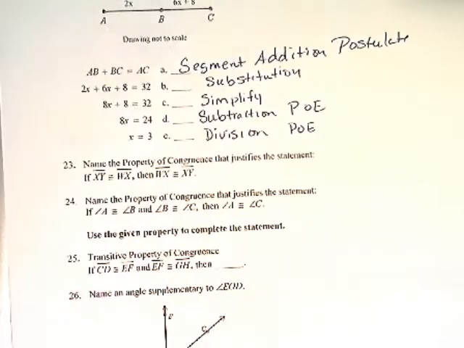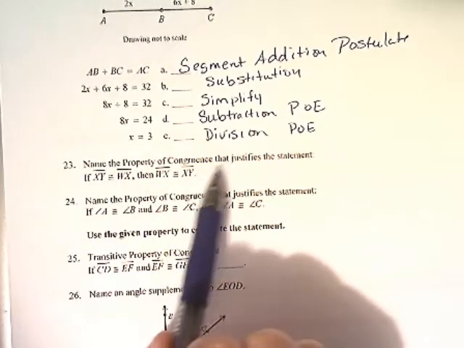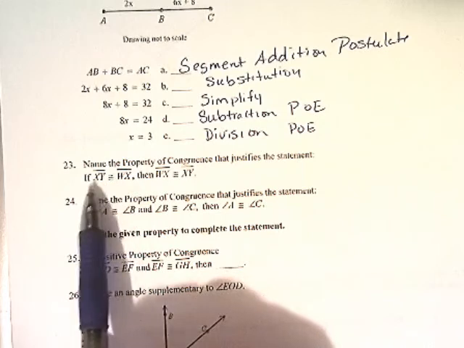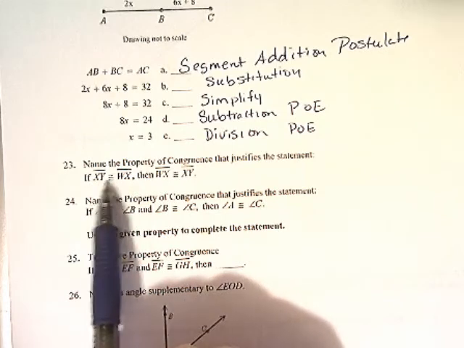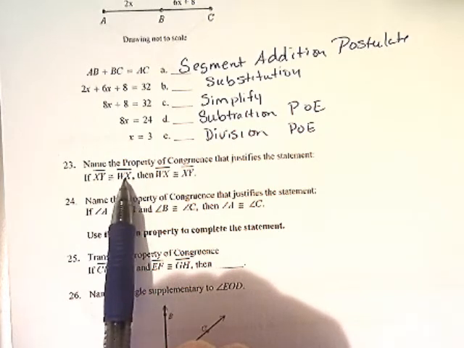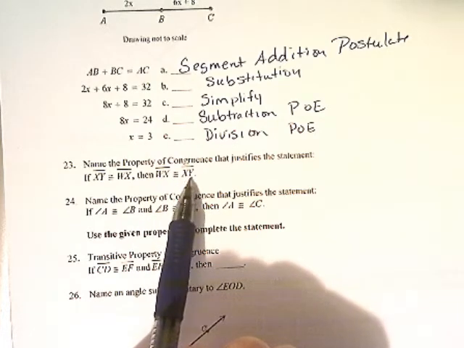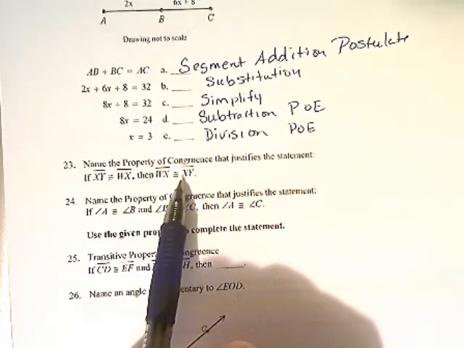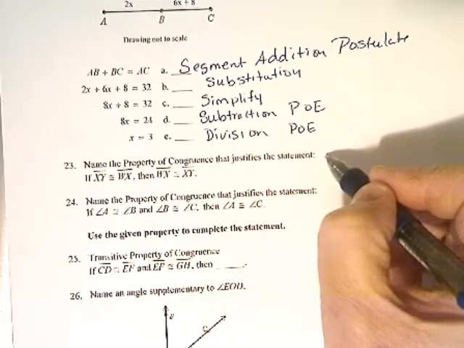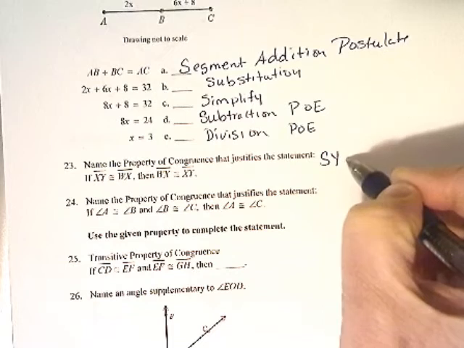23. Name the property of congruence that justifies the statement. If segment XY is congruent to segment WX, then segment WX is congruent to segment XY. Those are the same two angles. They've reversed their order or they've moved them around, but they're still congruent. That is symmetric.